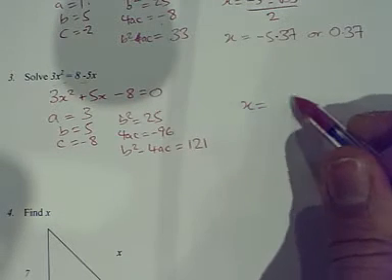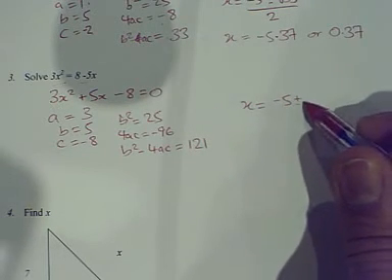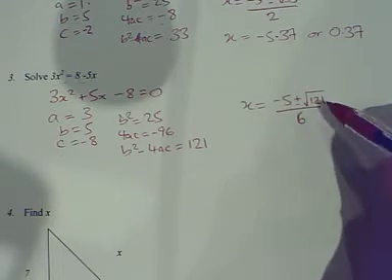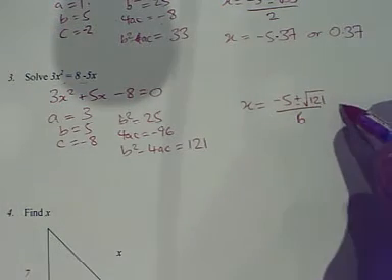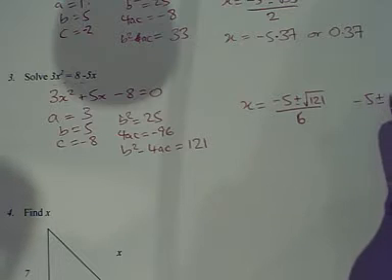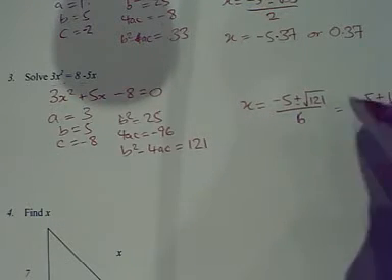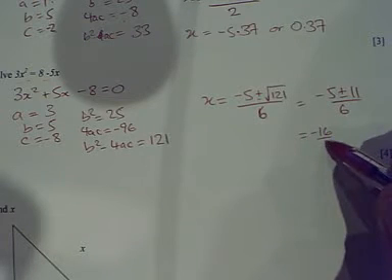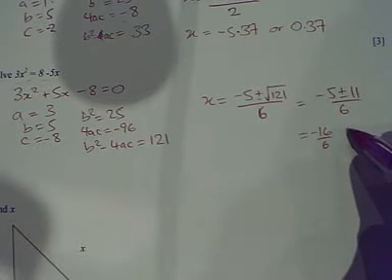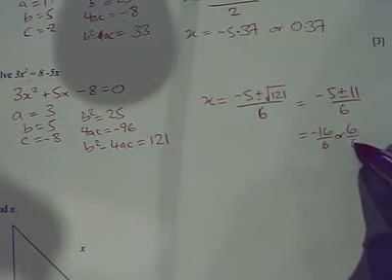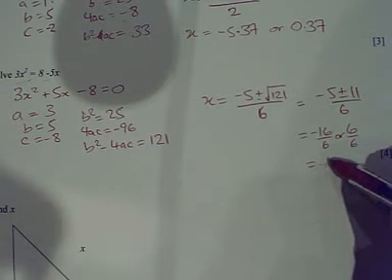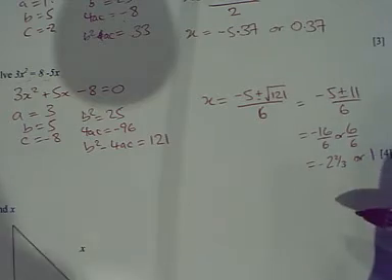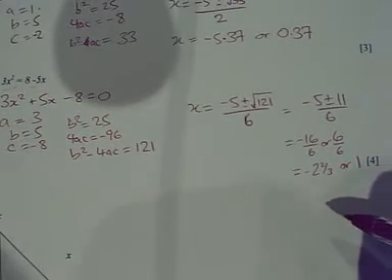So we get x equals negative b, which is -5 again, plus or minus the square root of 121, all over 2a. But 121, when you square root it, is 11. This is -5 plus or minus 11 over 6. And -5 minus 11 is -16, and -5 plus 11 is 6. -16 over 6 is -2 2/3, and 6 over 6 is 1. So those are our answers.